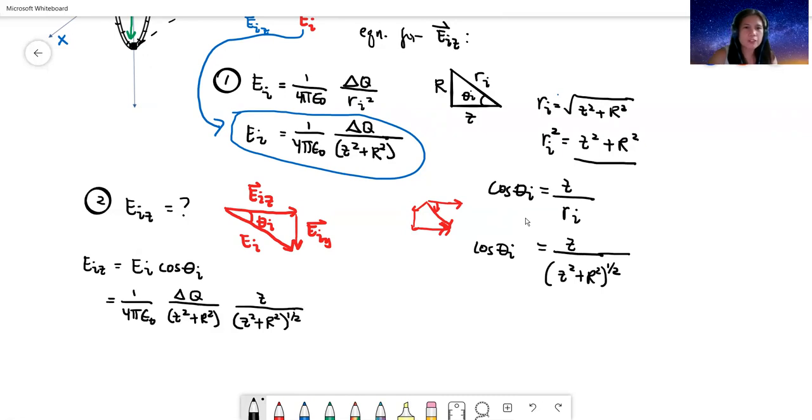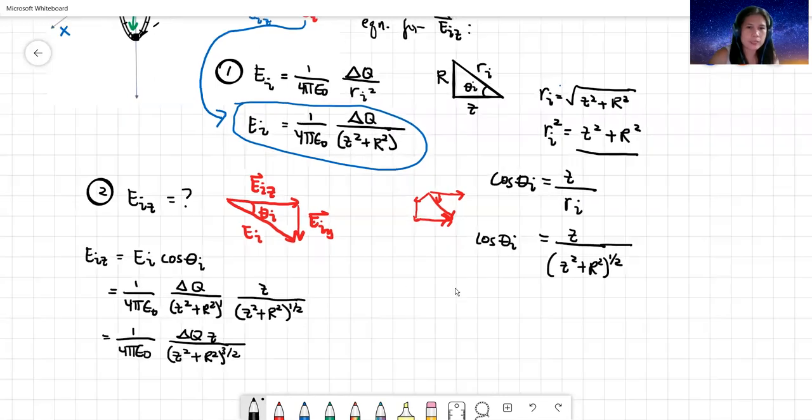And then we can further simplify. We just add the exponents here, 1 plus 1/2. So this becomes 1 over 4 pi epsilon sub naught delta Q, and then you have Z over Z squared plus R squared, where 1 plus 1/2 is 3/2. Now, let's take a look.